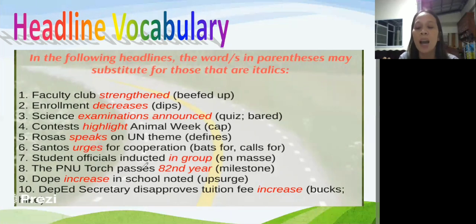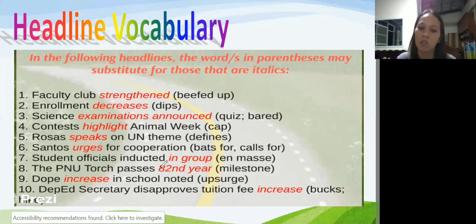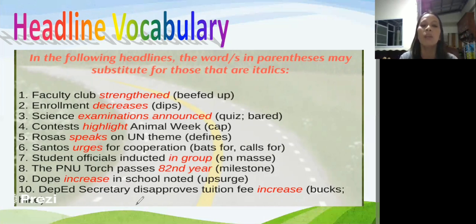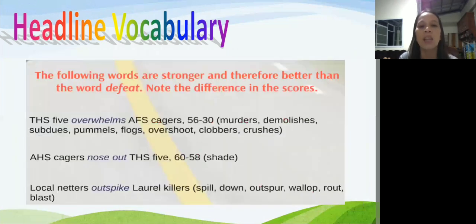The PNU torch passes 82nd year. So mas maganda kung ang gagamitin mo sa headline ay milestone. Doon sa naka-red, itong mga naka-red na color ng font. Dropout increase in school noted. So instead of using increase, use upsurge. DepEd Secretary disapproves tuition fee increase. DepEd Secretary backs tuition fee hike. Okay, dapat alam niyo yung mga terms. Ito pa, ito ay sa sports.